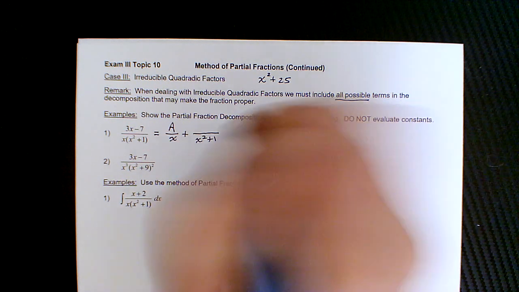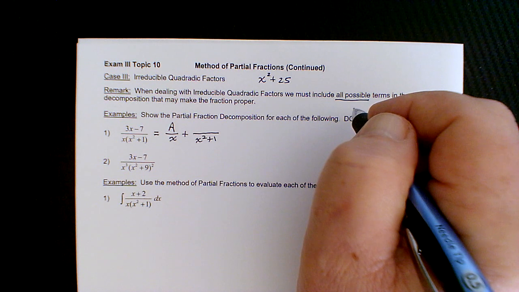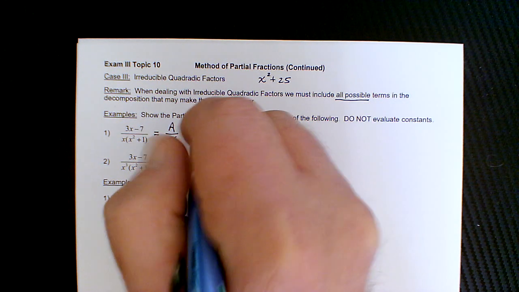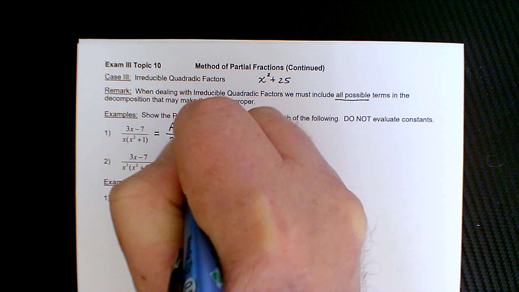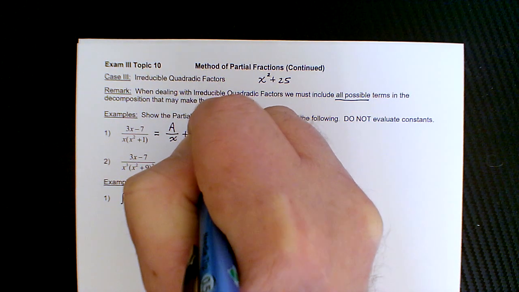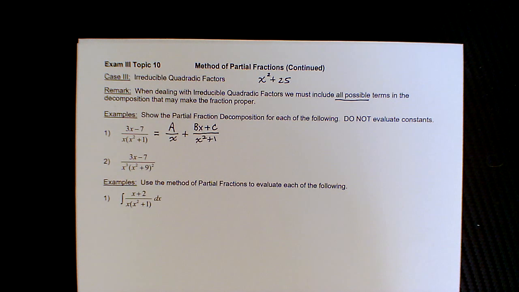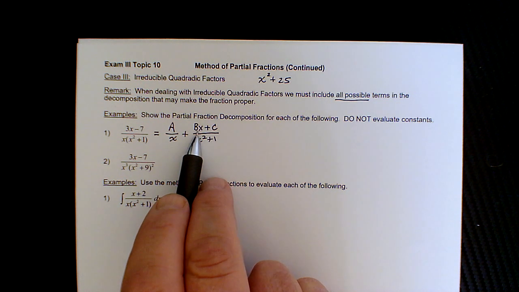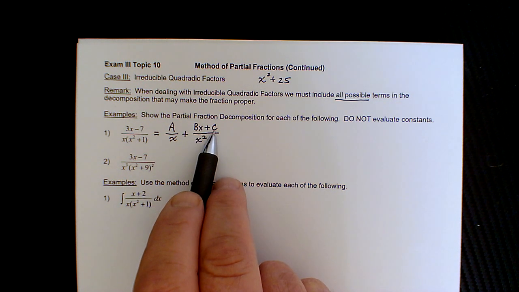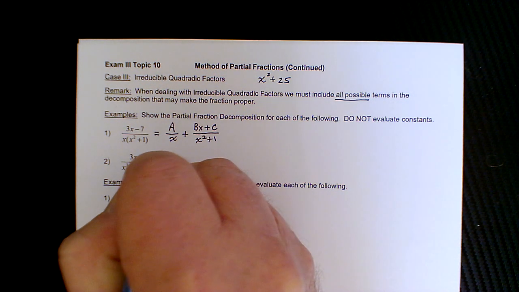But what goes above the x squared plus 1, because we have to include all possibilities that could make it proper? I can't put an x squared up there, but I could certainly put an x there. So let me call it bx, but then I have to include a constant as well: bx plus c. So essentially, whenever you're dealing with an irreducible quadratic, in the numerator of the decomposition you have to include both a linear term and a constant term. And then here's just another example with repeated factors involved as well.